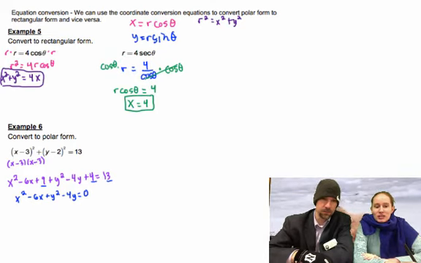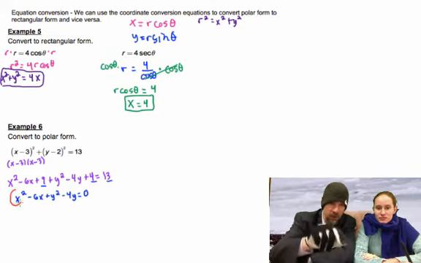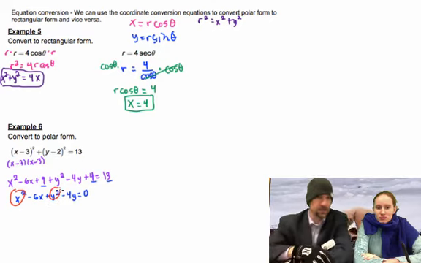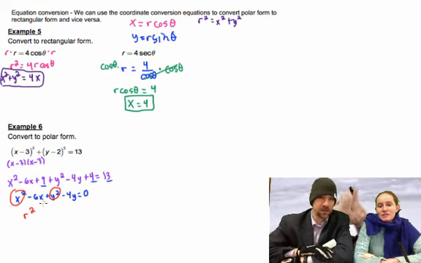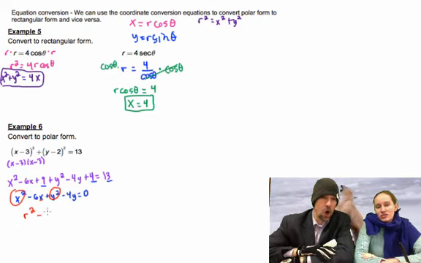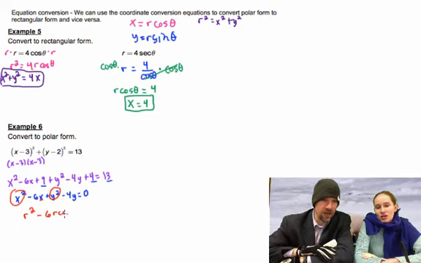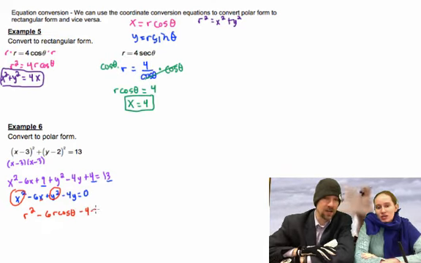Now x squared plus y squared equals something. Look, there's an x squared plus y squared there. Guess what that is? It's r squared. And then x equals r cosine theta, and y equals r sine theta.